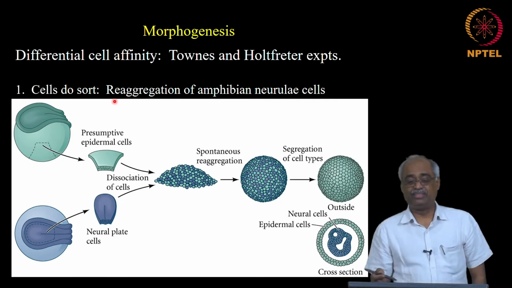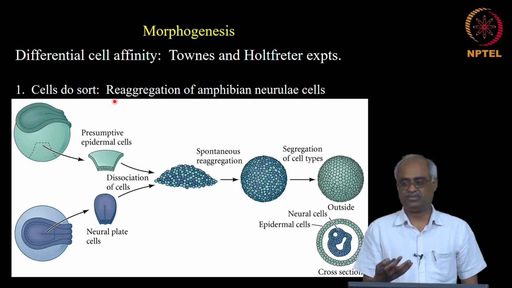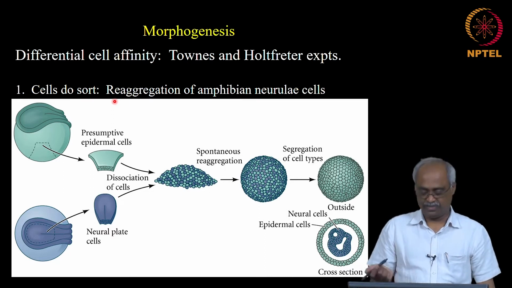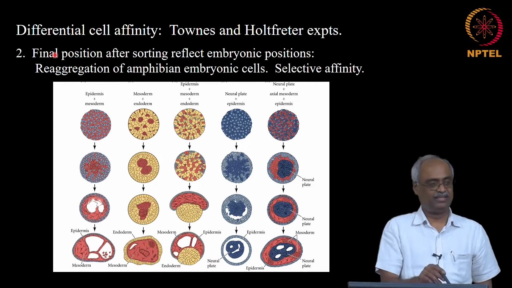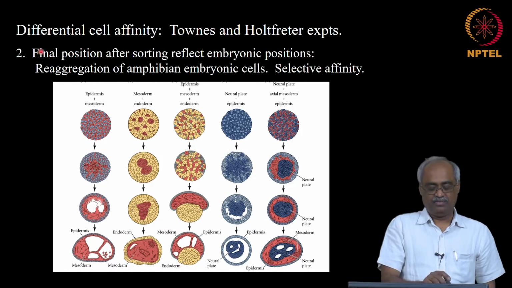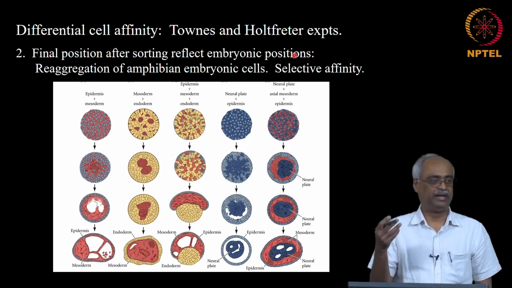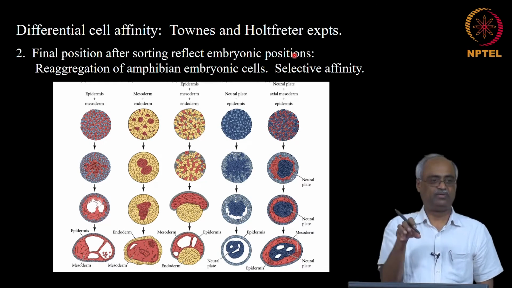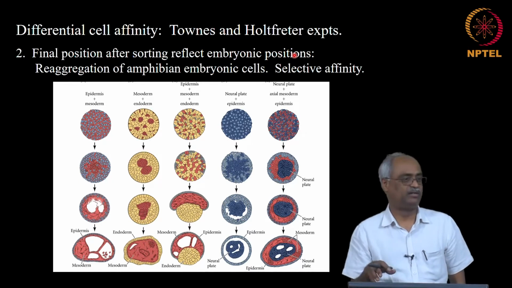Then they tried with the different germ layers and saw what happens. So, this is a summary of those experiments. The first point is that cells do sort, they do not remain random. Final position after sorting reflects embryonic positions. In the natural embryo, where a particular kind of cell will go, that is where they go even in this in vitro condition when you allow them to sort themselves.